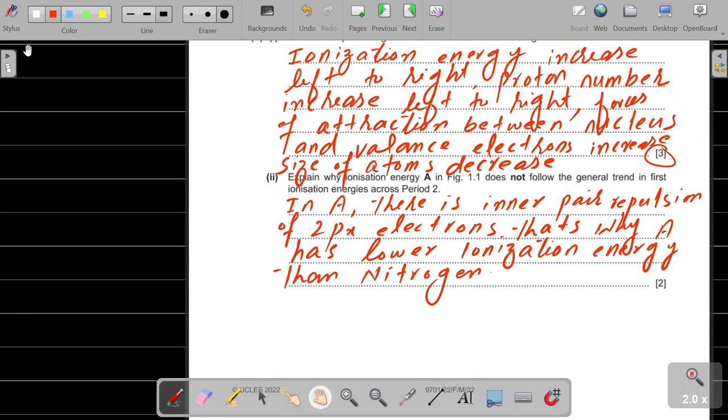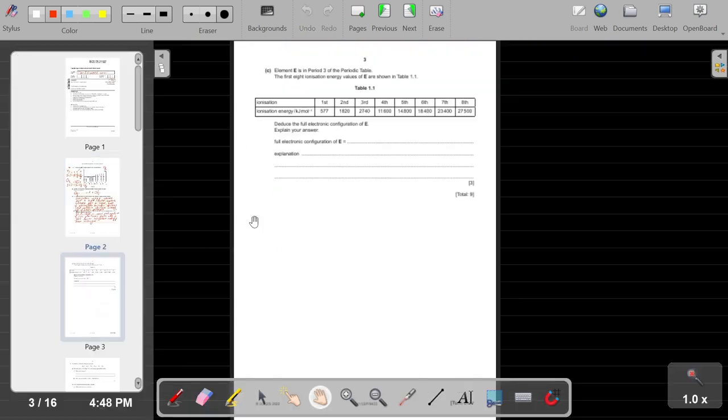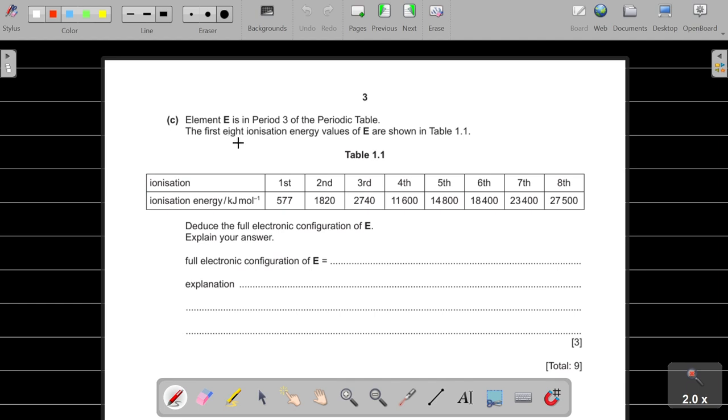So now we have the next question. In this question, element E is in period 3 of the periodic table. The first 8 ionization energy values of E are shown. Okay, first means when you remove the first electron, second energy means when you remove the second electron. And you people can notice when we are removing electrons continuously, their energies are increasing. So deduce the full electronic configuration of E. Explain your answer.